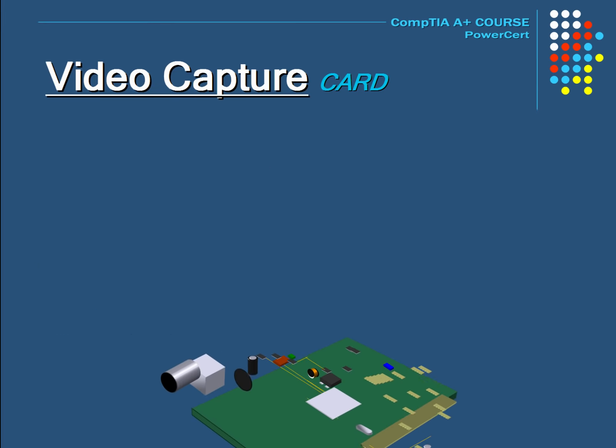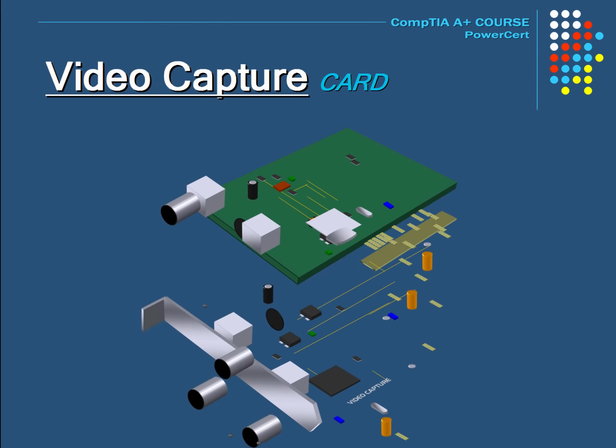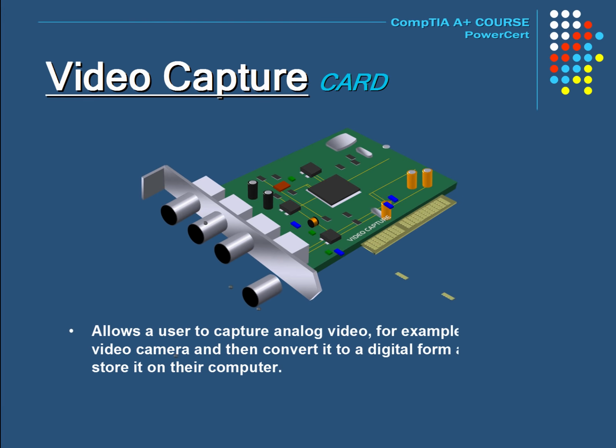Some people have video capture cards installed on their computer, and these cards allow a user to capture analog video, for example, from a video camera, and then convert it to a digital form, and then store it on their computer's internal storage, such as a hard drive.